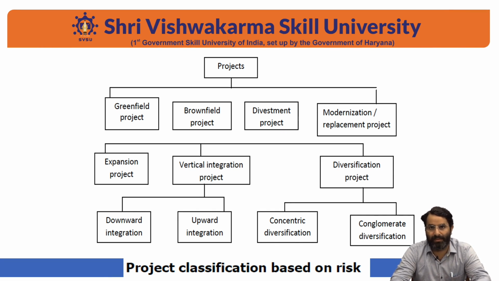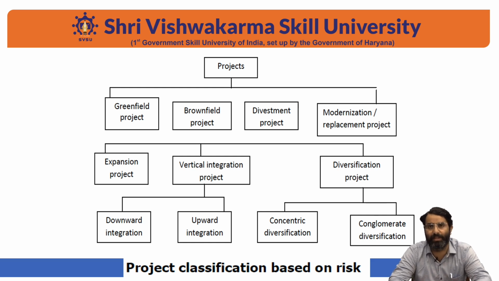So first one was in context to the brownfield project. First one was expansion project, second one was integration. And in this integration, we classified it into two categories. One is backward integration, another is upward integration. Now the third sort of category which we are having in the brownfield is diversification. Diversification is that the company wants to work into different product lines or the service lines which they are having, or they want to expand their business in different service lines or different categories or different product lines.